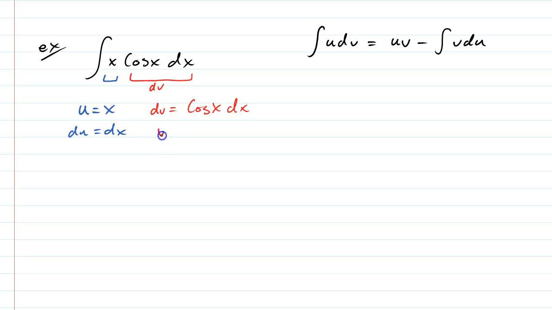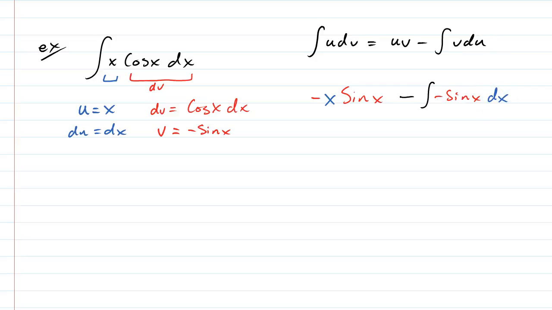And I've got to integrate to get regular v. So the integral of cosine x is negative sine x. Okay, now let's plug in what we know. uv will be x and then negative sine of x. I just put the negative in front. We're going to minus the integral of, now our v is negative sine x, and du is just dx.